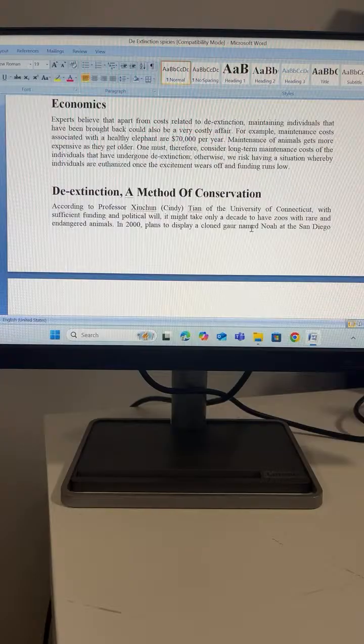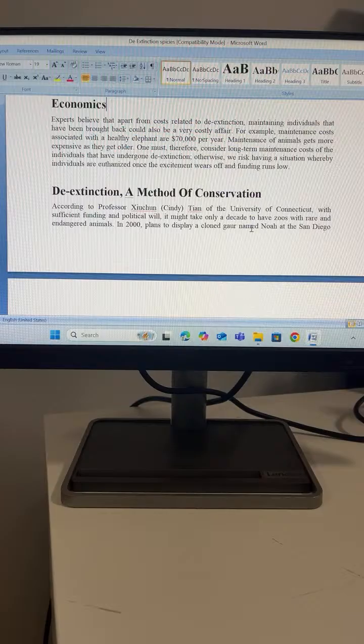Economics. Experts believe that apart from the cost related to de-extinction, maintaining individuals that have been brought back could also be a very costly affair. For example, maintenance costs associated with a healthy elephant are $70,000 per year. Maintenance of animals gets more expensive as they get older. One must therefore consider the long-term maintenance cost of individuals that have undergone de-extinction. Otherwise, we risk having a situation whereby individuals are euthanized once the excitement wears off and funding runs low.